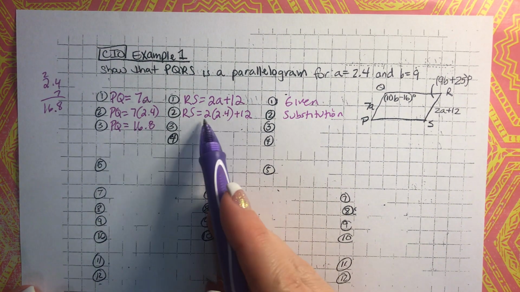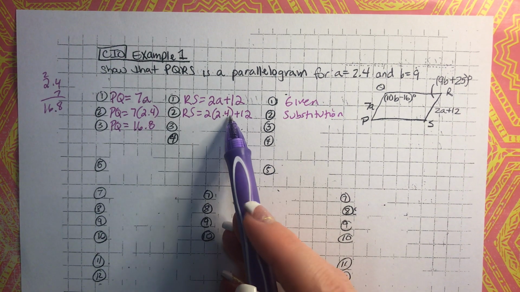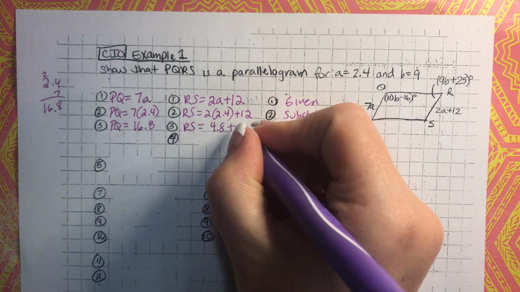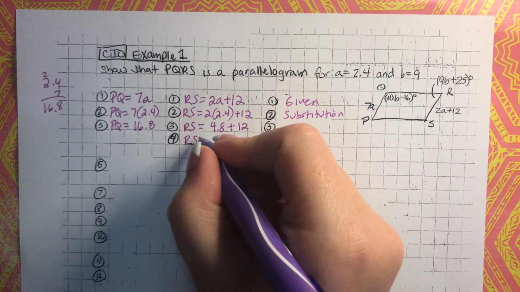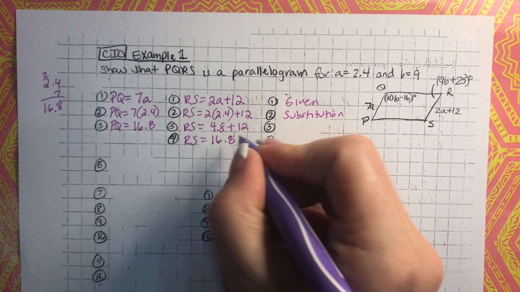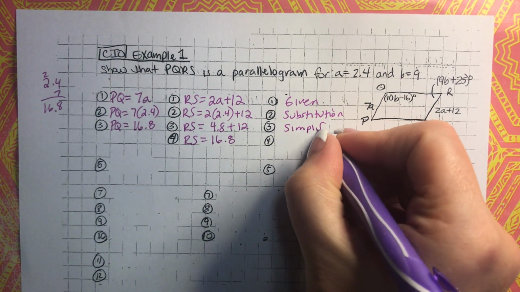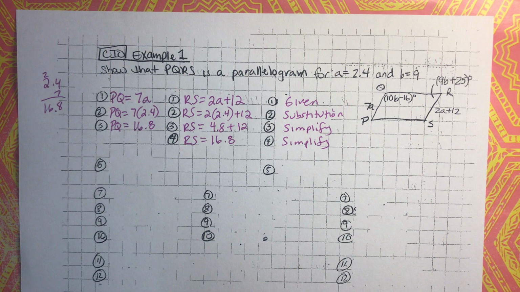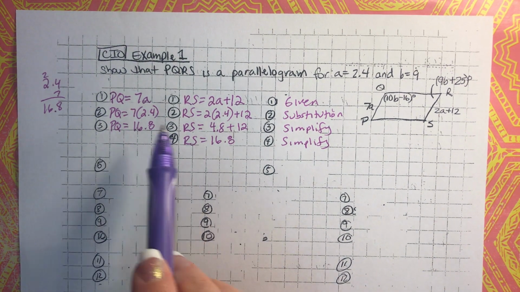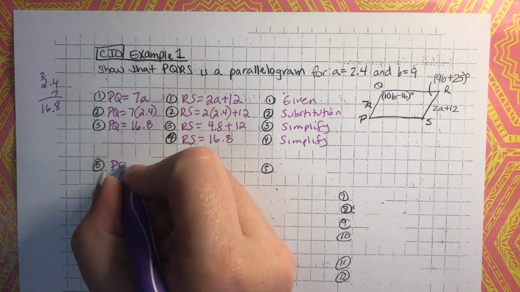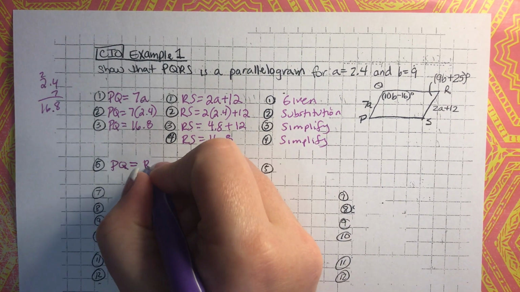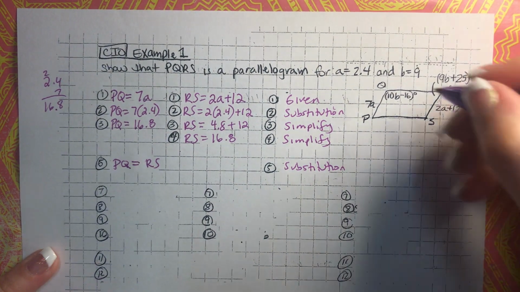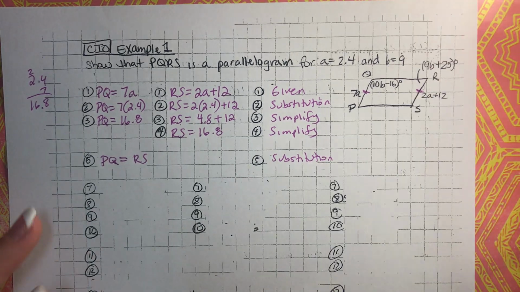Okay? Then we have to do this one. 2 times 2.4 is going to be 4.8, plus 12 is going to give us 16.8. So it was a simplify. Perfect. Okay, and so what do we see? We see that these are both equal, so I'm just going to write that. PQ is equal to RS, and that's just substitution. Okay, so now we know that this is equal to this, so those are congruent.